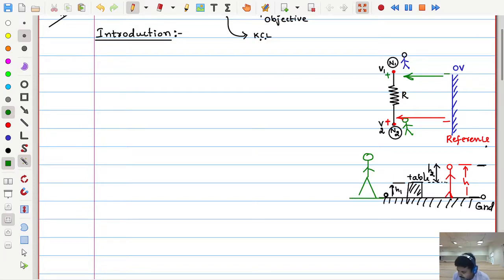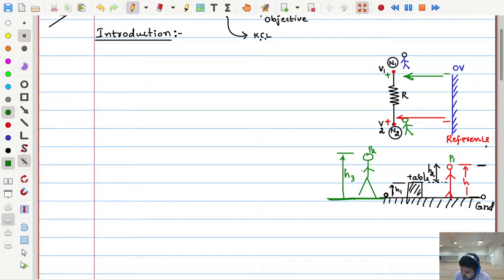Now I can say his height is, I already used h1, h2, so let me say his height is some h3, height 3. From where? From the same reference which we took for the person P1. This is person P2. So P1 and P2 heights are h and h3 respectively.